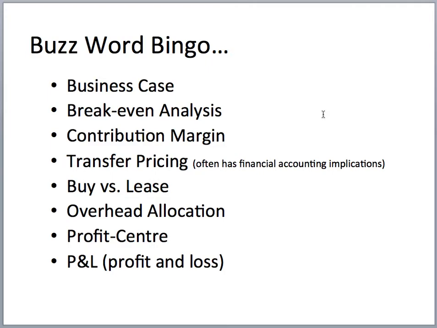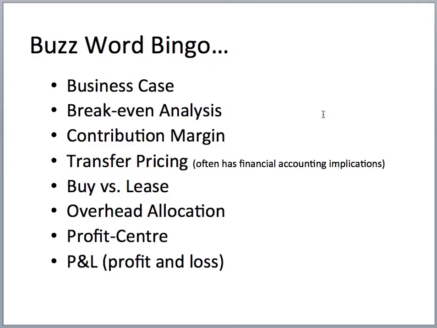Transfer pricing has some financial accounting implications, but it's inherently an internal decision. So what's transfer pricing? Imagine that we have a company like HP Canada. HP Canada is a wholly owned subsidiary of HP. What that means is HP Canada is a company all on its own. It files taxes with the Canadian government, but it's completely owned by HP.